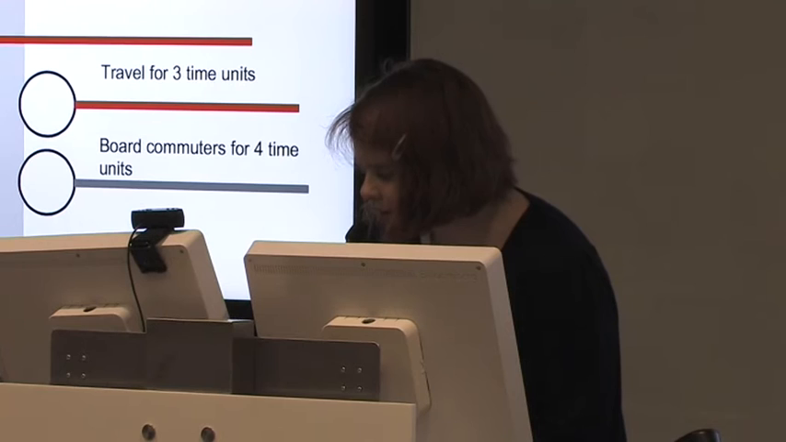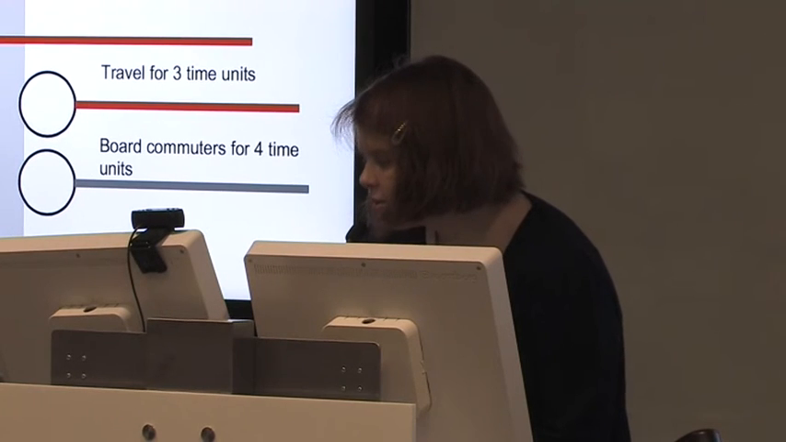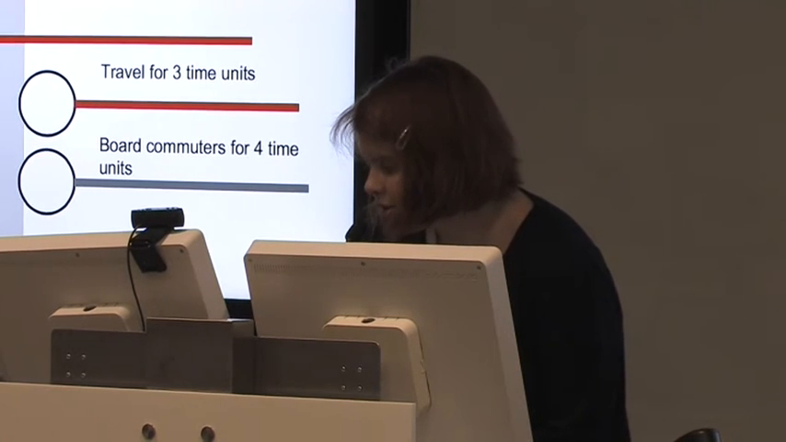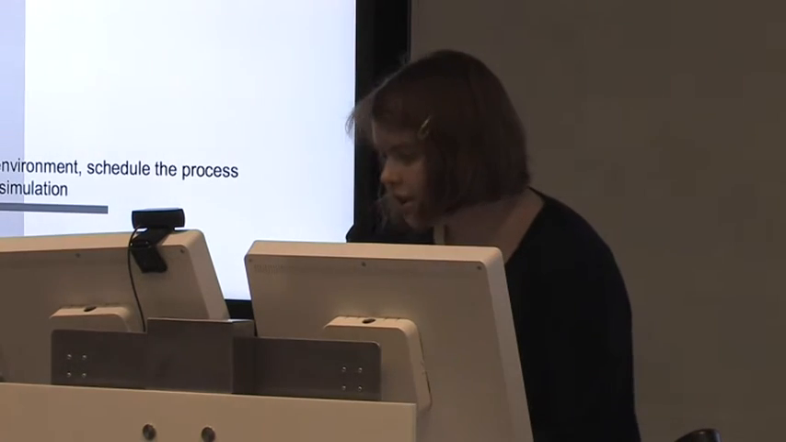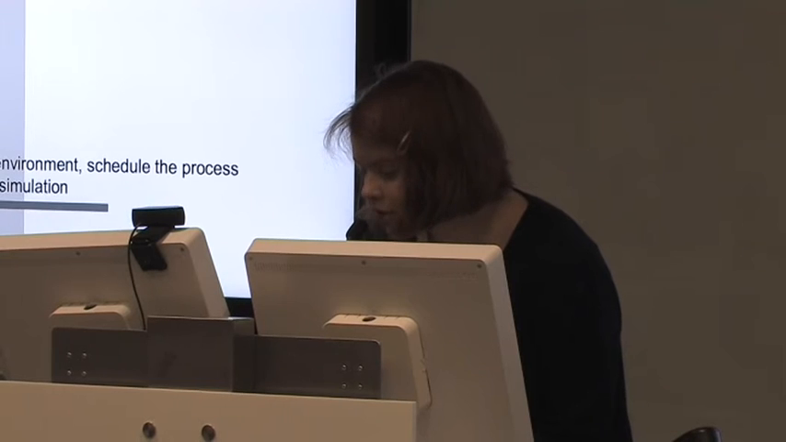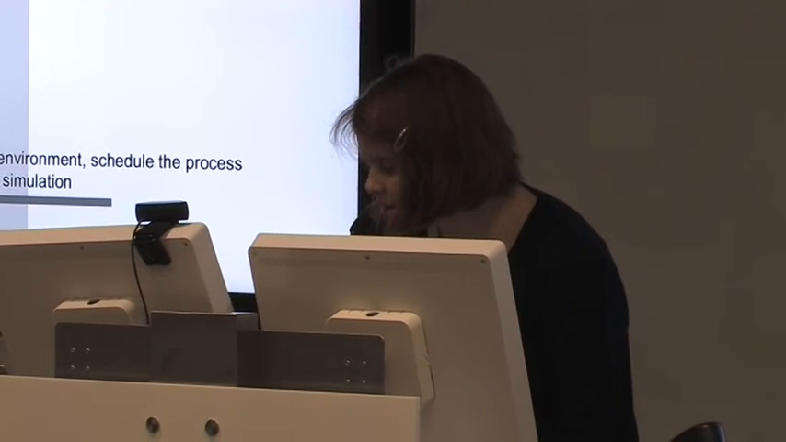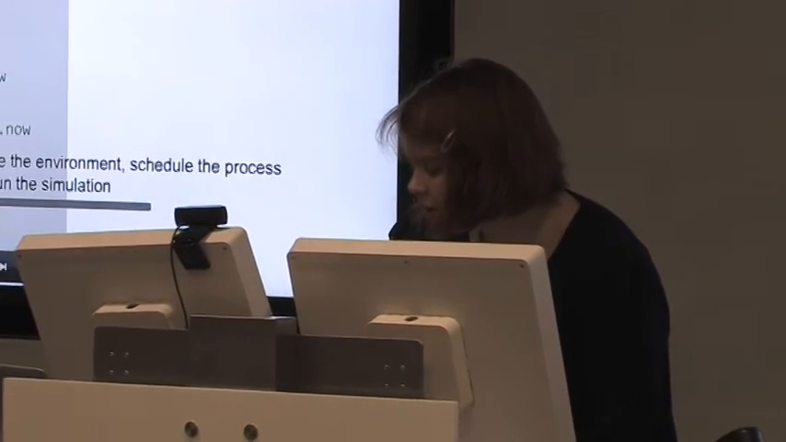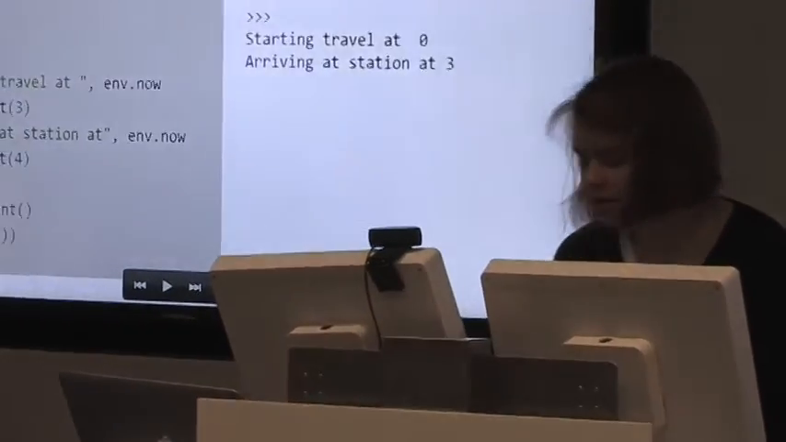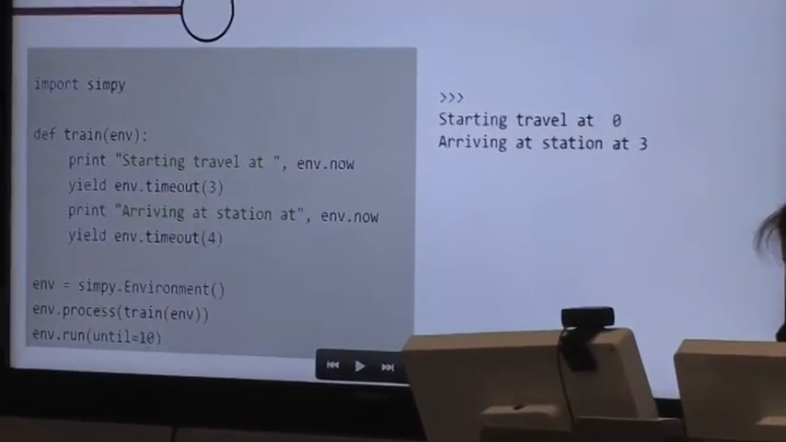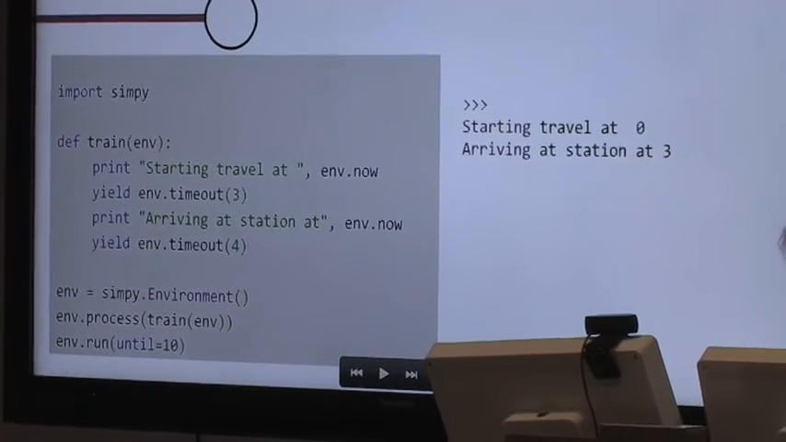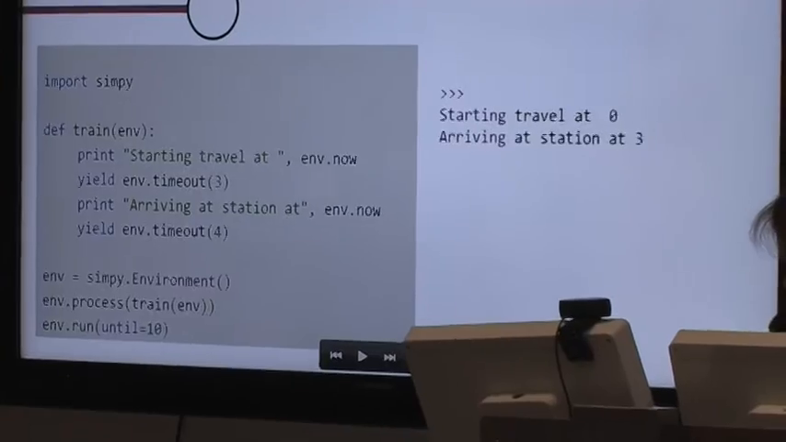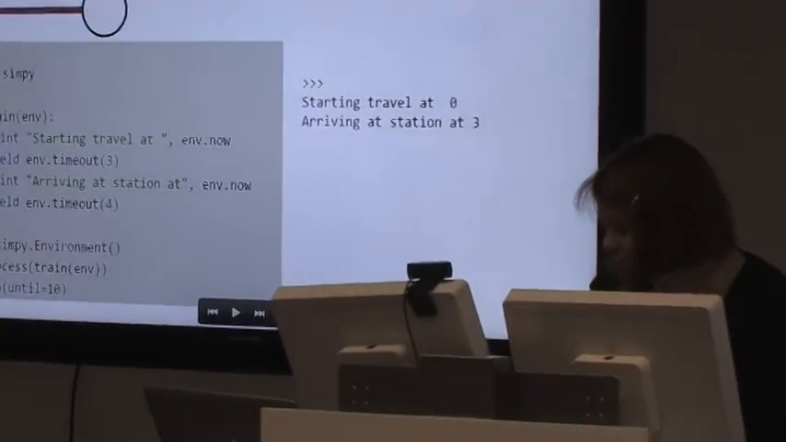And then it will yield another timeout event for 4 time units, which will represent the boarding of commuters. After that, you simply create the environment, you schedule the process by passing it as an argument to the process function, and then you basically just hit the start button and run the simulation, and you should get an output of something like that. So this is a very lame train. It only travels once and boards commuters once.